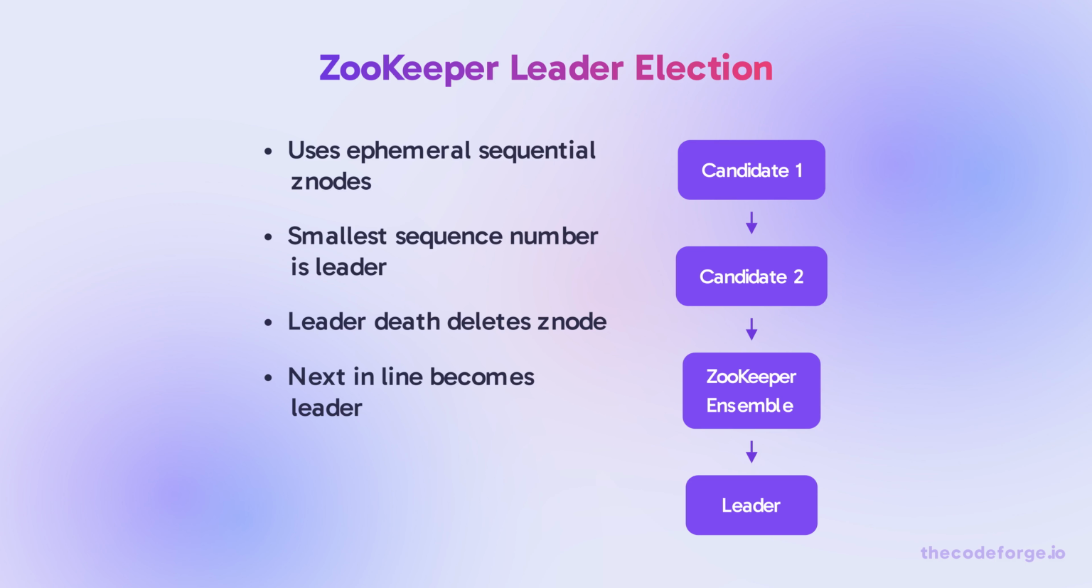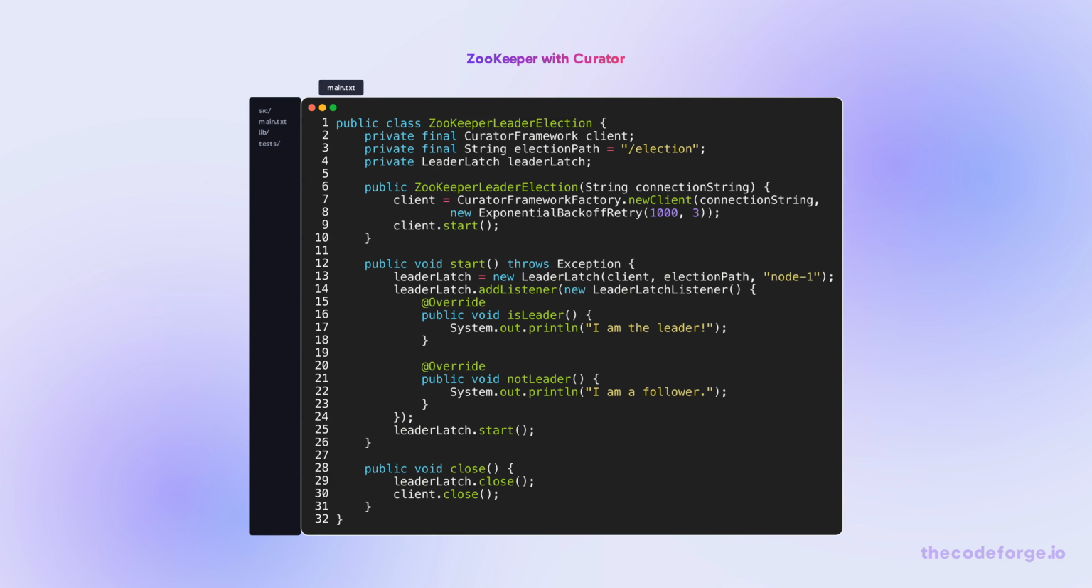ZooKeeper is the old guard. Each candidate creates an ephemeral sequential znode under an election path. The one with the smallest sequence number is the leader. If the leader dies, its ephemeral node disappears and the next in line becomes leader. Use Curator's LeaderLatch. It handles session management and re-election. Don't reinvent the ephemeral node logic.